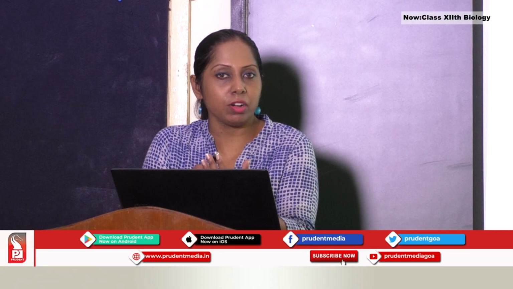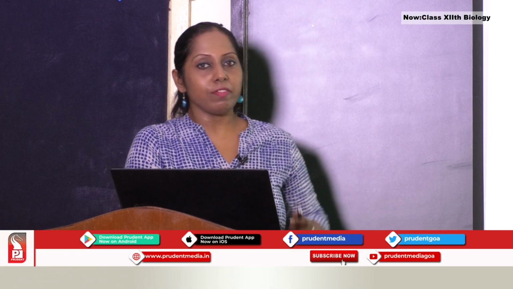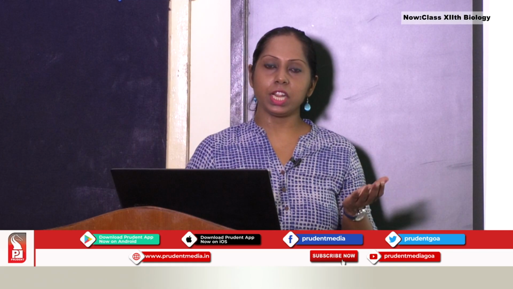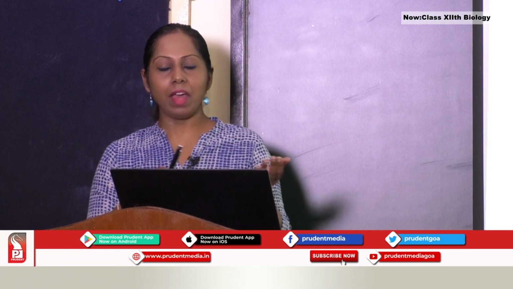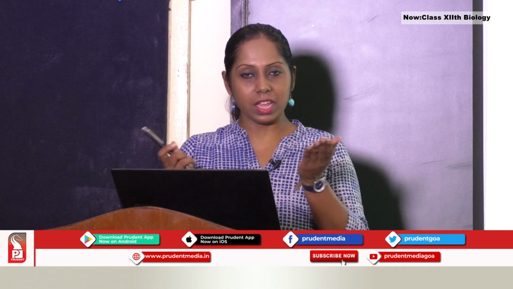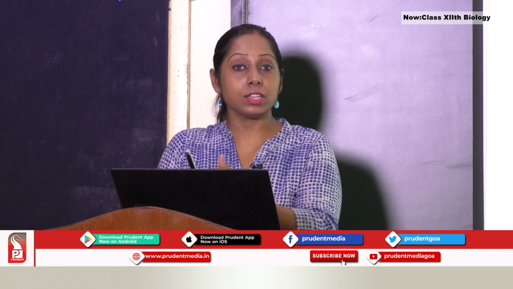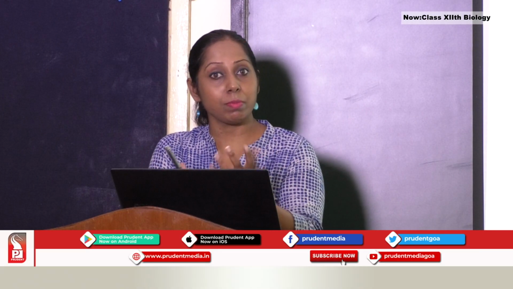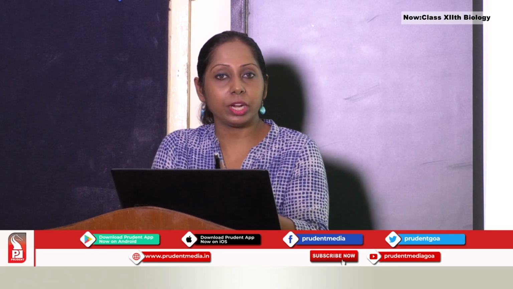But how does this flower prevent self-pollination? To prevent self-pollination in such a bisexual flower, the pollen release and stigma receptivity is not synchronized, meaning the pollens get matured probably later than the carpels. Are you getting what I'm trying to say? If the maturity of the anther and the maturity of the carpel is on par, there are possibilities of self-pollination. Pollen is released and dusted onto the stigma, because the stigma is also matured and ready, and it would bring about self-pollination.